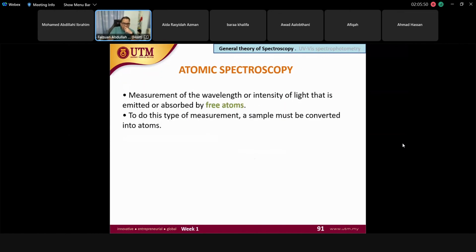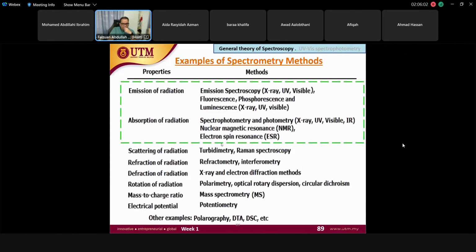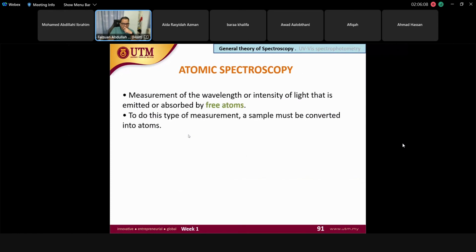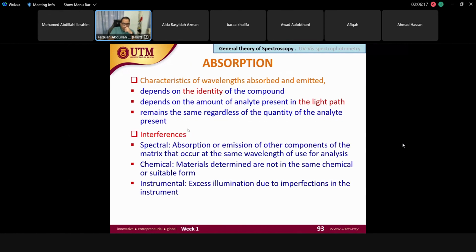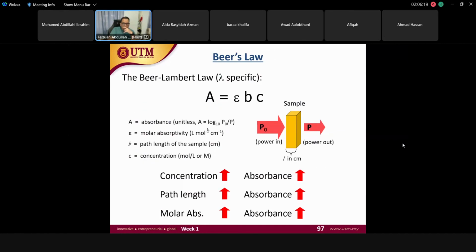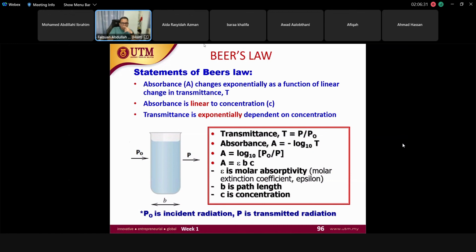So if you don't have any question, I think we shall continue tomorrow with our lecture on spectroscopy. We're going to learn a few more things about the method itself, and then we will go directly to the instruments. What kind of instruments are involved? Also, Beer's law is very important in spectroscopy, the Beer-Lambert law. All right, guys, that's all for today. Thank you so much.